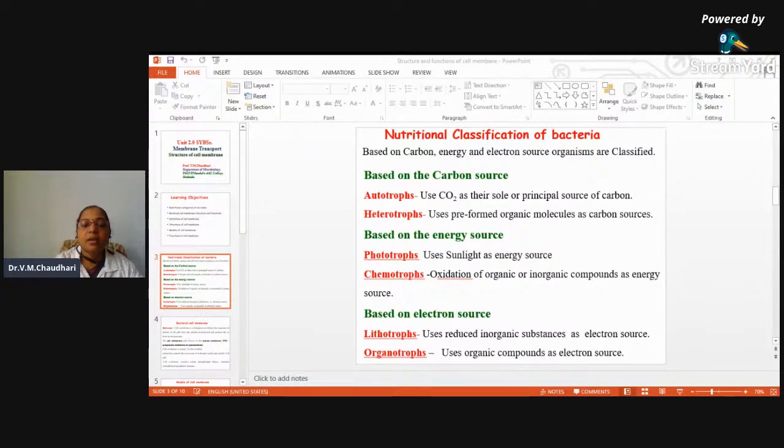Organisms are classified on the basis of carbon source, that is autotrophs and heterotrophs, on the basis of energy source, that is phototrophs and chemotrophs, and based on the electron source as lithotrophs and organotrophs. Okay. Do you have any difficulty in all this classification? Then next I will start with the structure and function of the cell membrane.